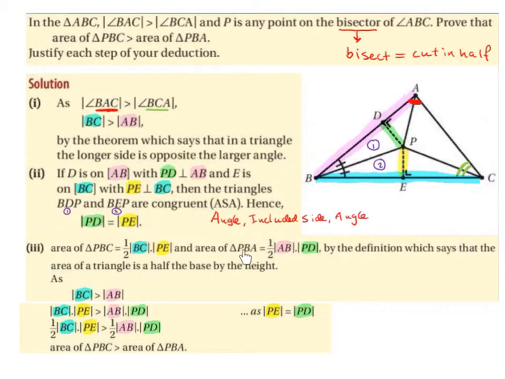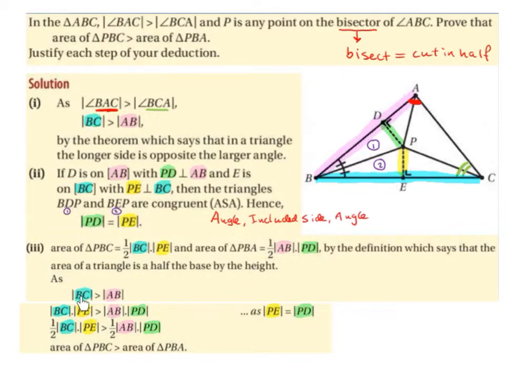And the area of the triangle PBA, so this triangle at the top here, is also going to be half times base times height. So half times AB times PD. So half times AB, which is the base, times PD, which is the perpendicular height. So half times base times height. By the definition, which says that the area of a triangle is half the base by the height.